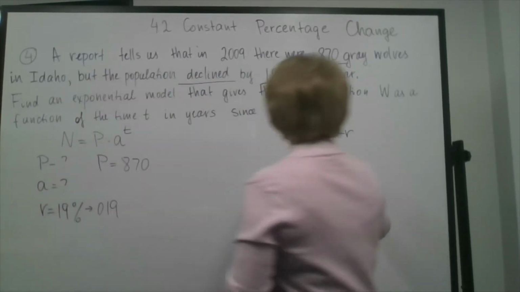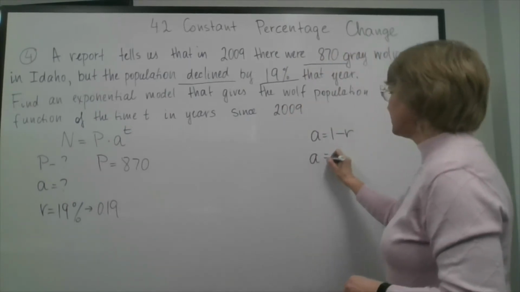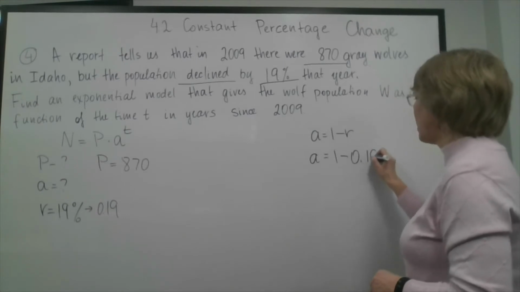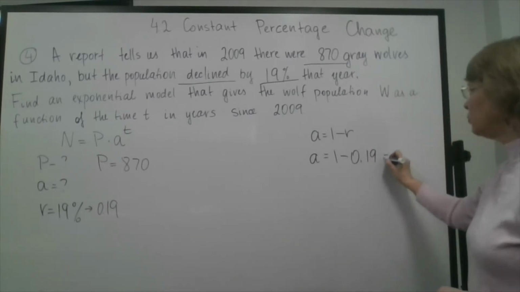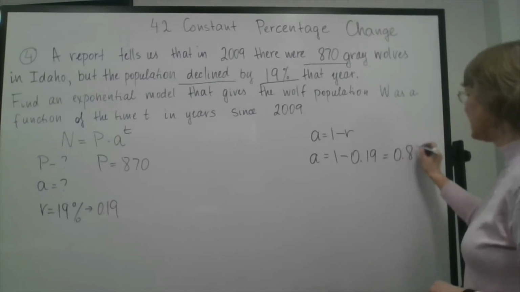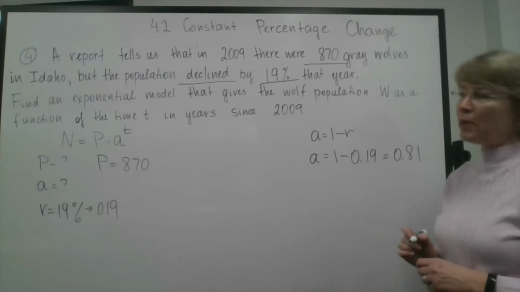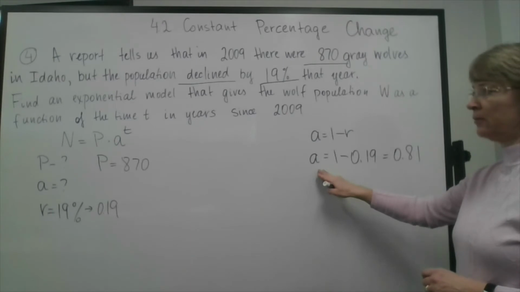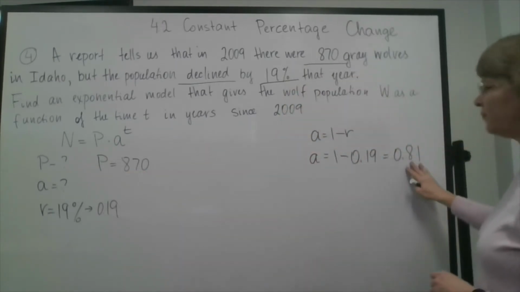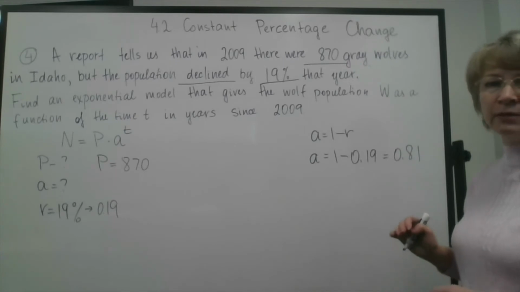Let's do it. So my A is equal to 1 minus 0.19. We can calculate it right away. It will be 0.81, our decay factor. Now we know the initial value. We know the factor. We're ready to write the formula down.